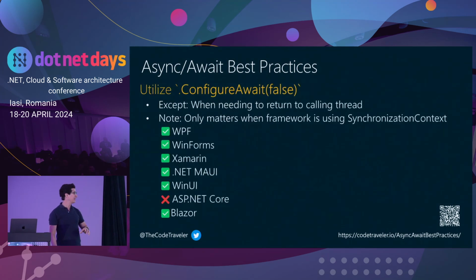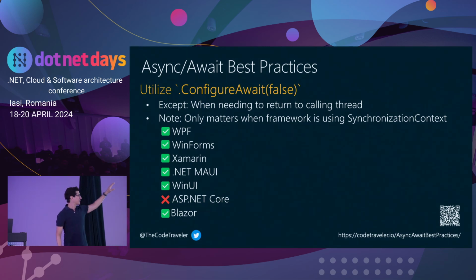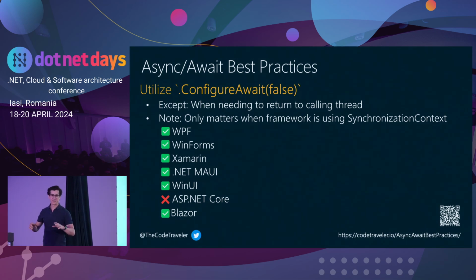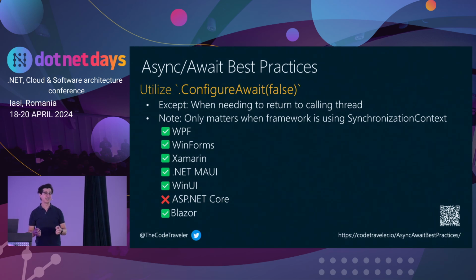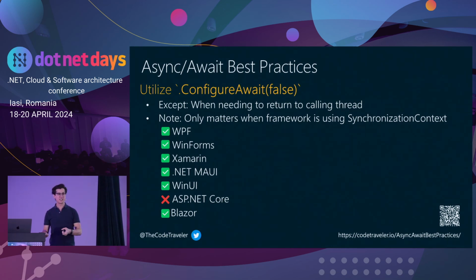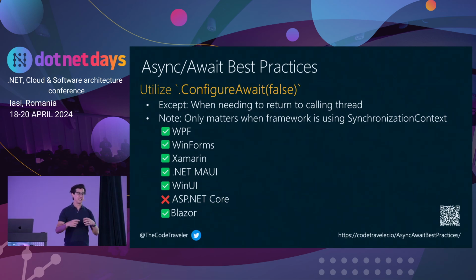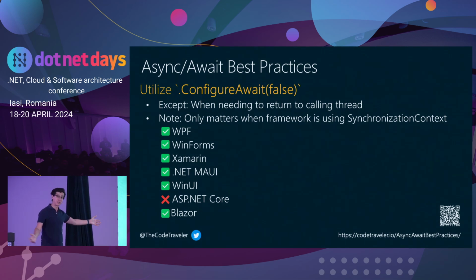Utilize configure await false. Like I mentioned, in my apps, anytime I'm in my view model layer, anytime I'm in my services layer, where I know I'm never touching and interacting with the UI or the view, I configure await false everywhere. The one caveat is there's something in .NET called a synchronization context. And again, if you want to learn more about synchronization context, I've got a link to it on the website that we have here on the slides.